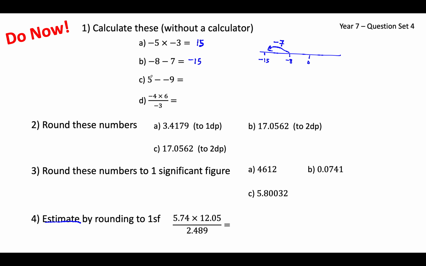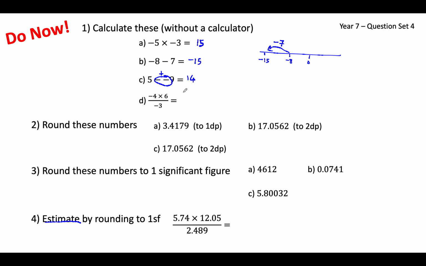Okay. What about 5 take away -9? Well, that's different. If we've got two signs touching like that, we don't like it. If the signs are the same, it's positive. If they're mixed, it's negative. So they're the same, so it turns into 5 plus 9, which is 14.